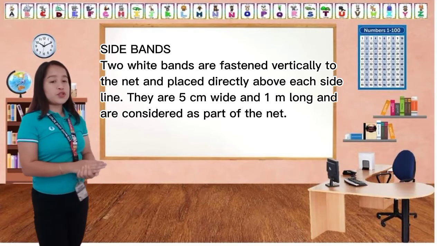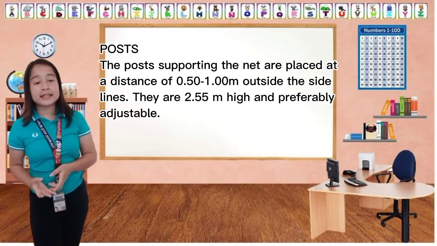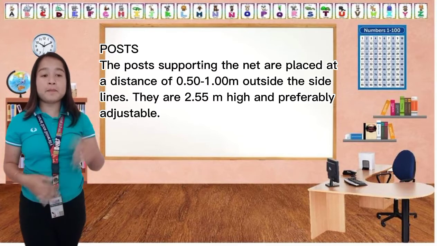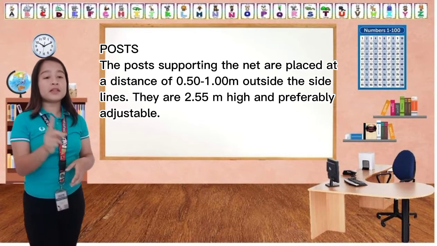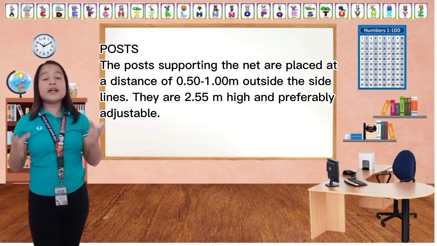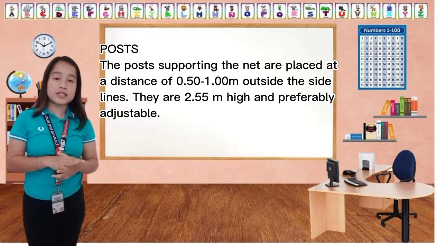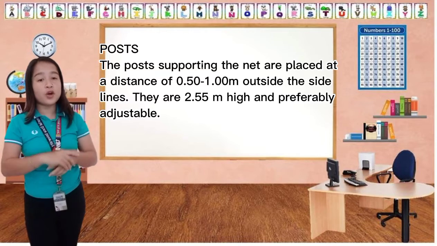Then the posts. So the posts in the volleyball court are supporting the net. They are placed at a distance of 0.50 to 1 meter outside the sidelines. They are 2.55 meter high and preferably adjustable. Then the posts are rounded and fixed to the ground without wire.